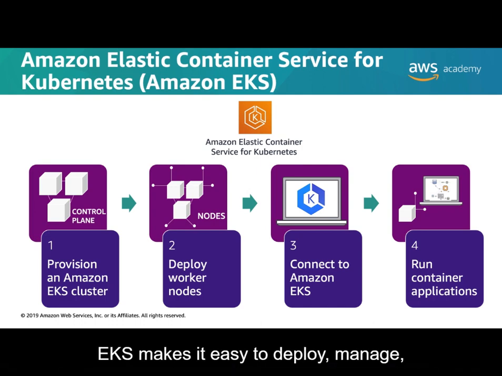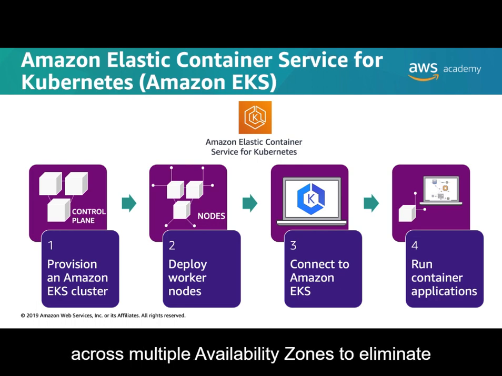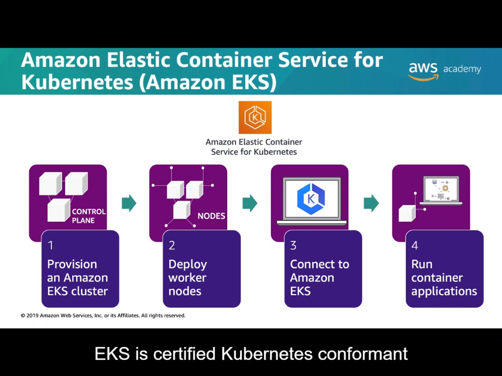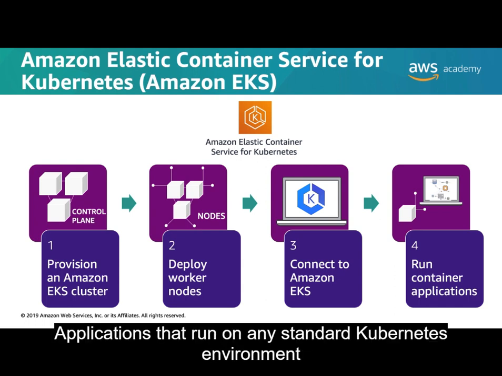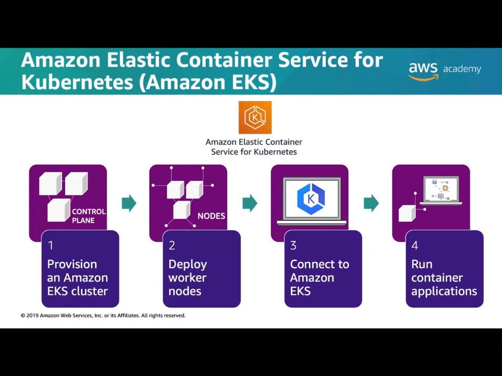EKS makes it easy to deploy, manage, and scale containerized applications. It runs the Kubernetes management infrastructure across multiple availability zones to eliminate a single point of failure. EKS is certified Kubernetes conformant, so you can use existing tooling and plugins from the AWS Partner Network, or APN, and the Kubernetes community. Applications that run on any standard Kubernetes environment are fully compatible and they can be migrated to EKS.